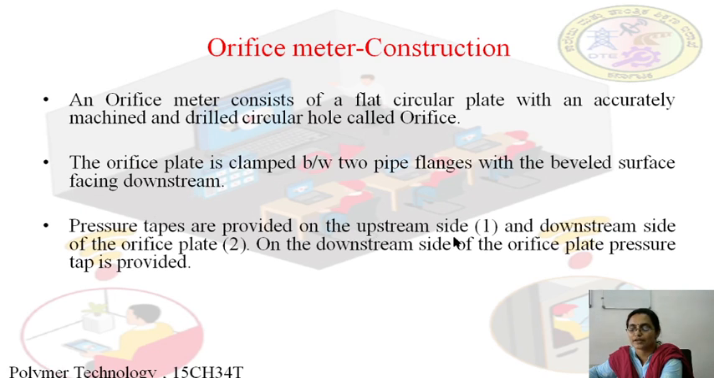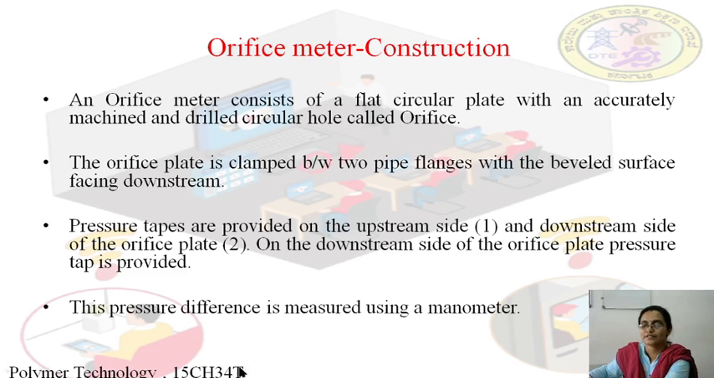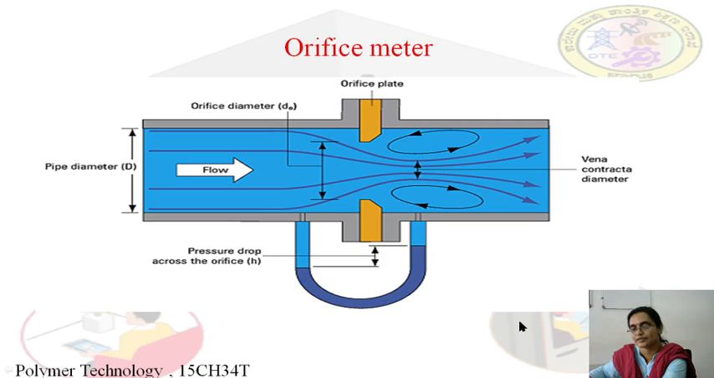Pressure taps are provided on the upstream side and the downstream side of the orifice plate. So pressure taps are provided in two areas: one is the high pressure area and the other is the low pressure area. The pressure difference is measured using a manometer.